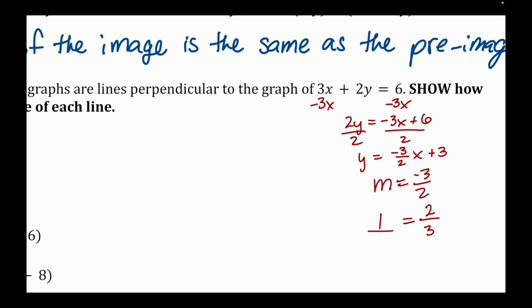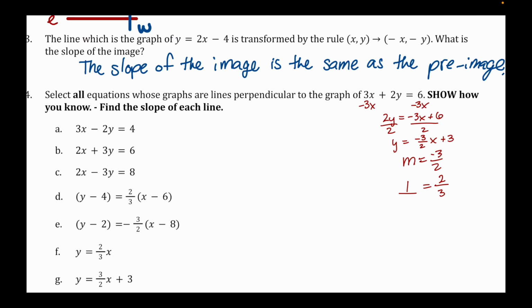Now, since it's negative 3 over 2 and we want it to be 2 over 3, we would basically swap the positions of the x and the y coefficients and then change the sign on one of them. And that should give us that same effect of the 90-degree rotation. So we wouldn't want to have 3 and 2, but for something like B and C on here, where we have 2 and 3 instead, that could work.